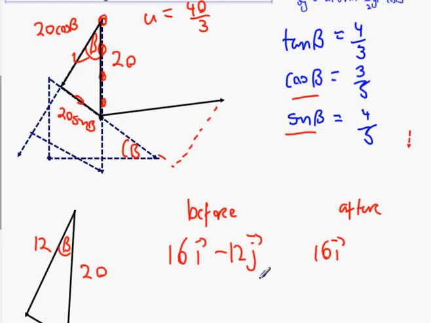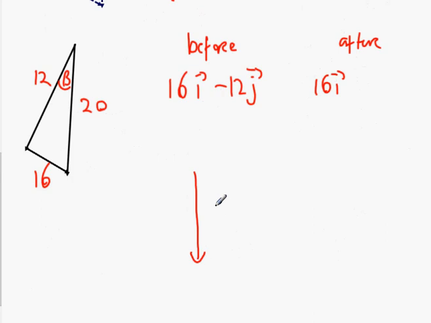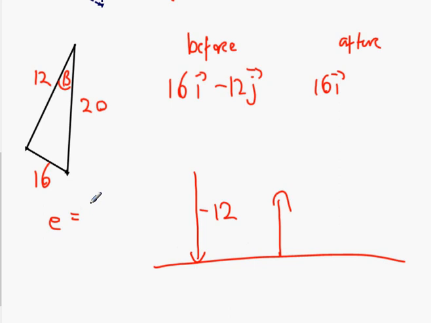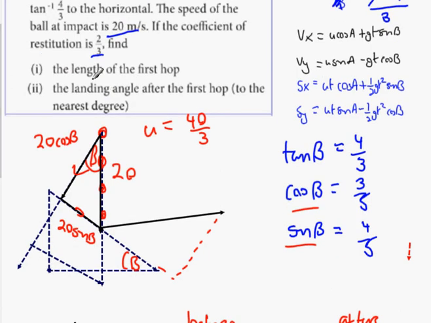Now, we have to figure out what is the J component after collision. So how do we figure out the J component? Remember, it's basically coming down at 12, and how far is it going in the opposite direction after collision? You multiply by 2/3, isn't it? What's 2/3 of 12? It's 8 on the way back up. So it's going 16i plus 8j on the way back up. Okay?